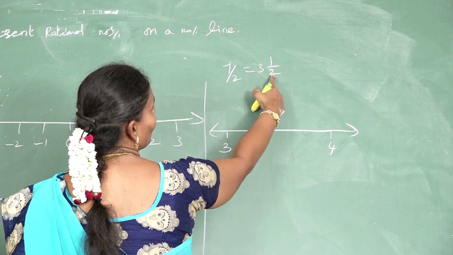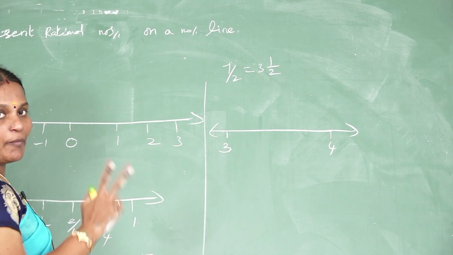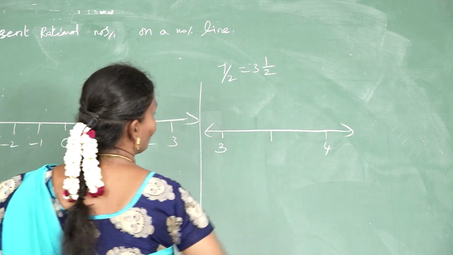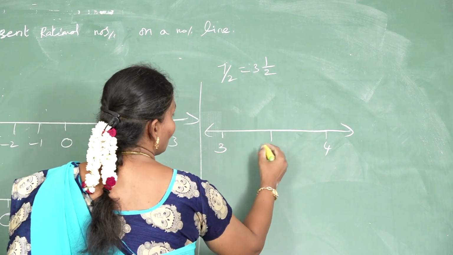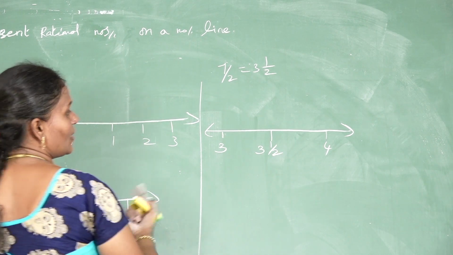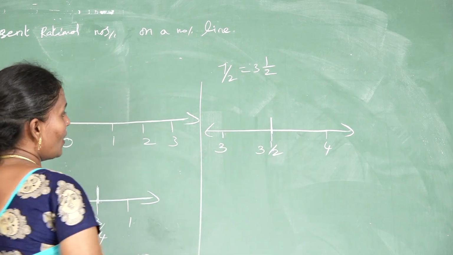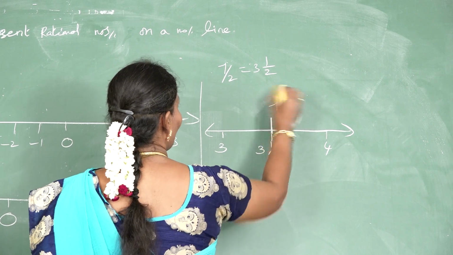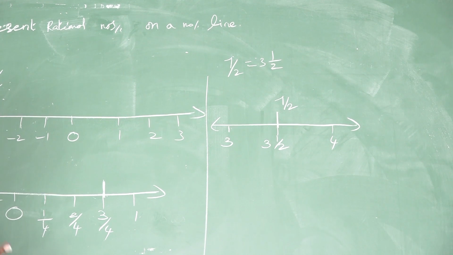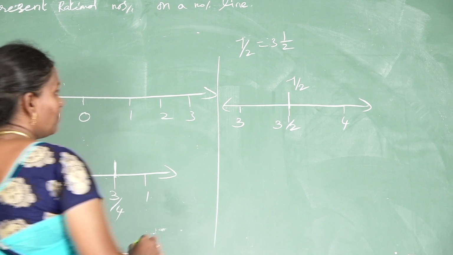So see the denominator. What is the denominator? 2. So you have to split into 2 equal parts in between 3 and 4. So see 1, 2. Okay. So what does this indicate? 3 1 by 2. Okay. So where is 3 1 by 2? This is 3 1 by 2. Okay. So what is 3 1 by 2? That is 7 by 2. Now you understand how to represent a rational number on a number line? Okay. See one more example.